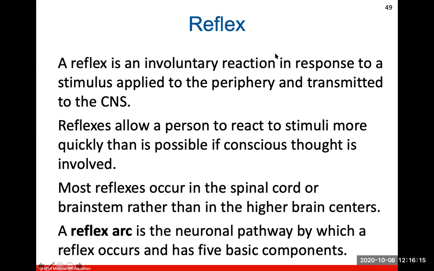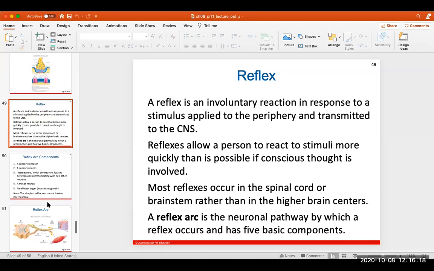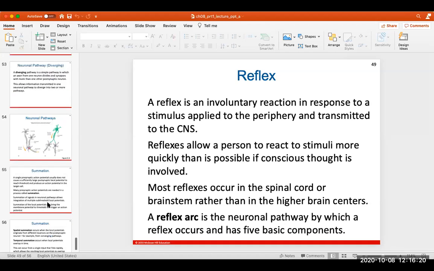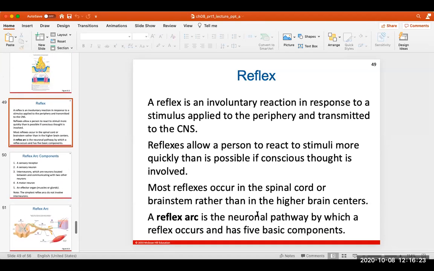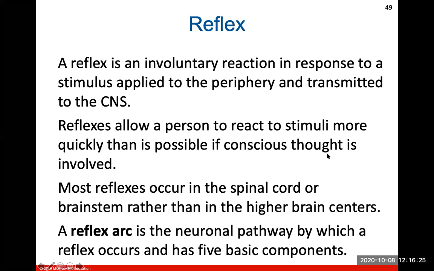So what is a reflex? And I think this is the last thing we talk about. Pretty much we'll end with reflex, a little bit about pathways. A reflex is an involuntary reaction in response to a stimulus applied to the periphery and transmitted to the central nervous system. Reflexes will allow a person to react to stimuli more quickly than is possible if conscious thought is involved. Most reflexes will actually occur in the spinal cord or the brainstem rather than in the higher brain centers.